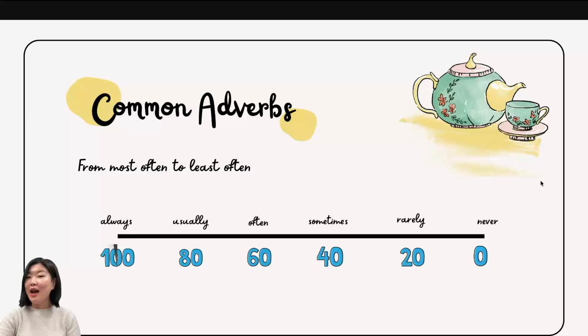Here are the common adverbs of frequency. So this shows you from most often to least often. So when you use the word always, it's 100%, usually 80%, often 60%, sometimes 40%, rarely 20%, never 0%.